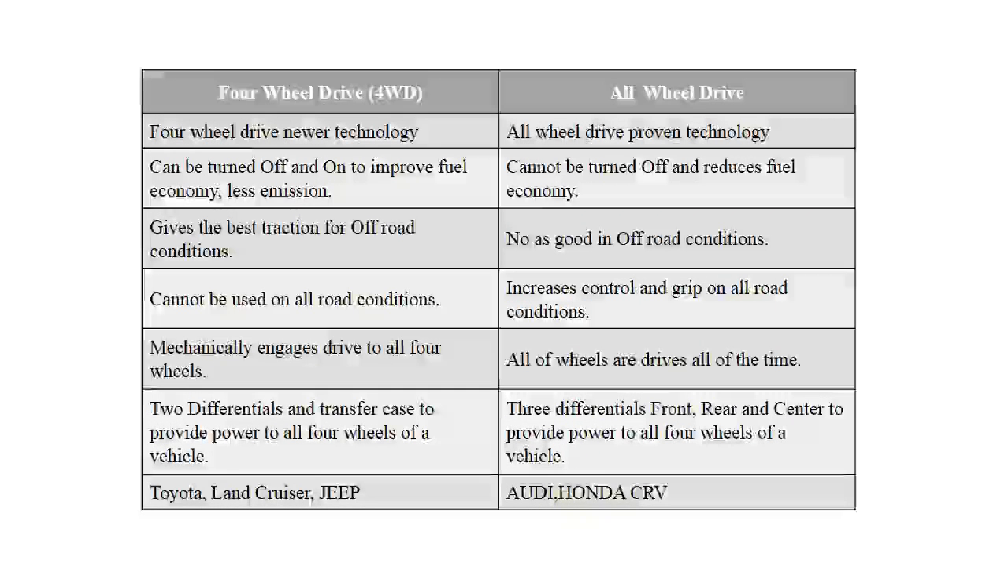So many times this question is asked. It is very important: differentiate between four-wheel drive and all-wheel drive. Getting? In both cases, the drive is given to all four wheels, but in the case of four-wheel drive, this is a newer technology where you can engage four wheels or two wheels as the need of the driver. But in the case of all-wheel drive, all wheels are driven all of the time. Getting? So that is the important difference between four-wheel drive and all-wheel drive.